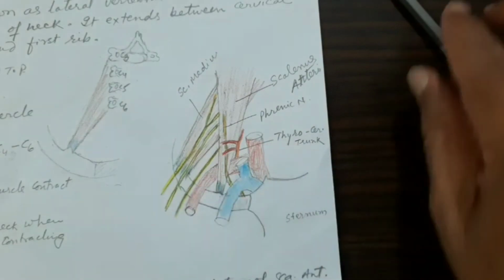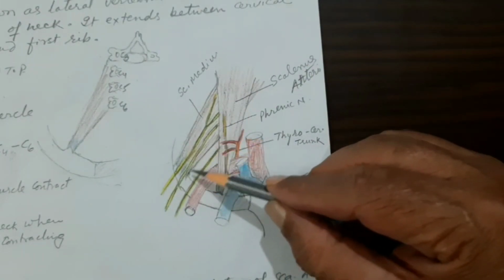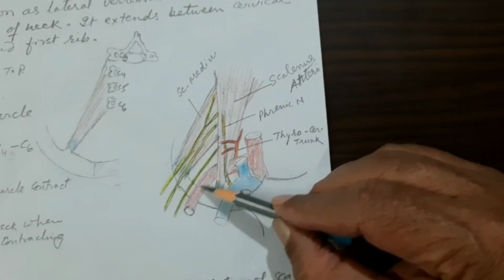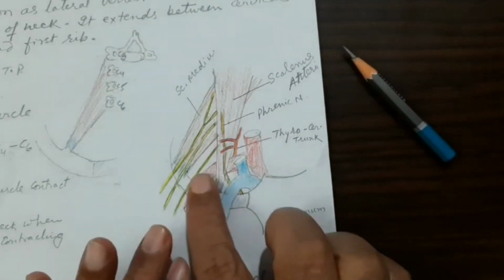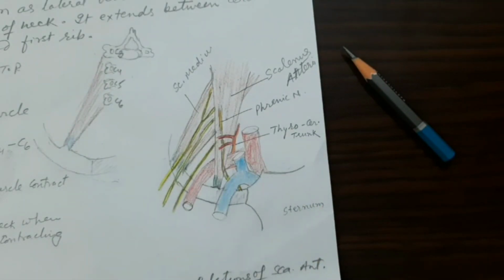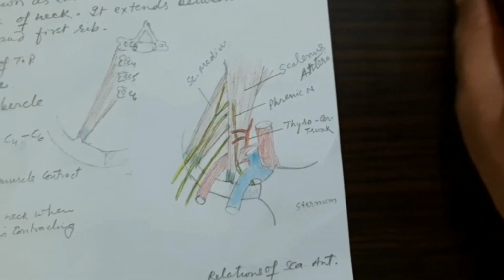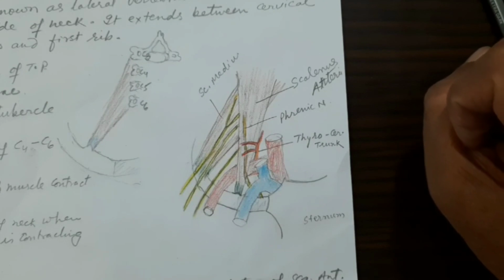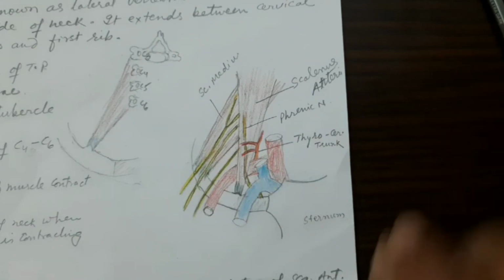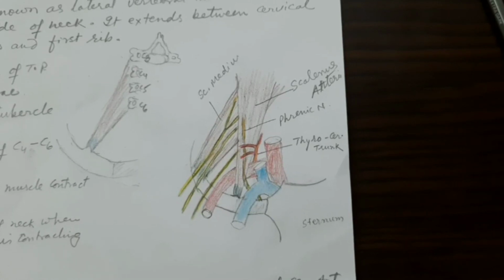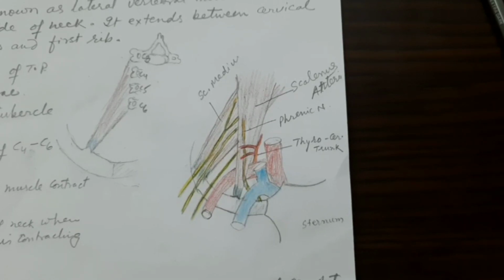I hope that you have understood the scalene triangle, and the contents, as I told you, are the inferior trunk of the brachial plexus and the third part of the subclavian artery. Sometimes they get compressed within this triangle when these muscles are under spasm. So the artery and the plexus, I mean the lower or inferior trunk, can get compressed. This completes the scalenus anterior muscle: origin, insertion, nerve supply, action, and relations along with the scalene triangle. Thank you very much for watching this video.